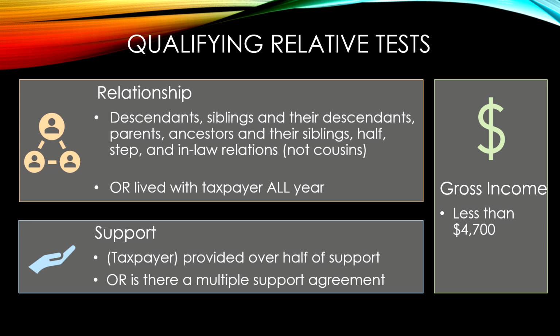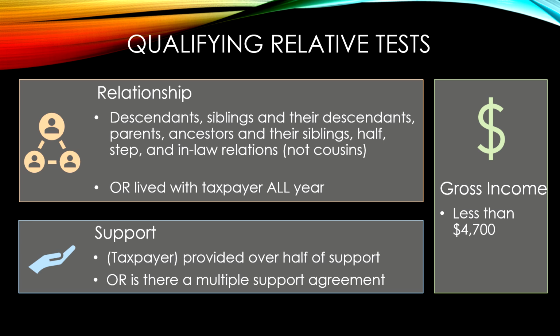The next test would be the gross income test, and this is the test that throws a lot of dependency situations out. The person that we are trying to claim as a dependent must have a gross income of less than that small amount you see there on the slide for the entire year. If they made that amount or more, then they are not a qualifying relative. They cannot be claimed by our taxpayer.